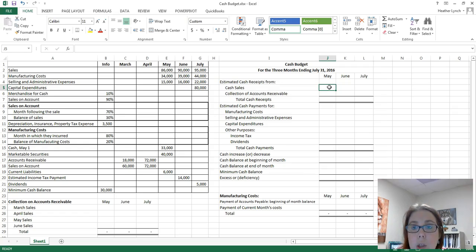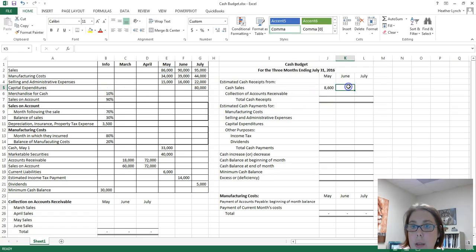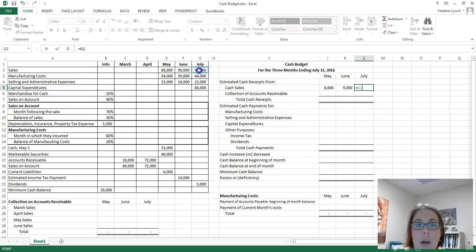Now on cash sales, we determined that hopefully 10% of our sales are going to be cash. So we can take our $86,000 for May times 10%. We can take our $90,000 times 10%. We can take our $95,000 times the 10%. Okay, then we need to come down.